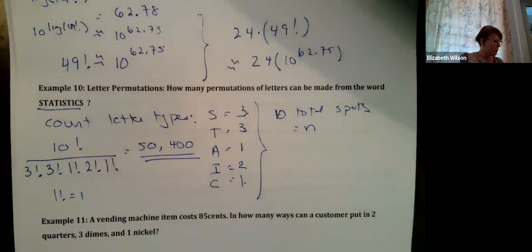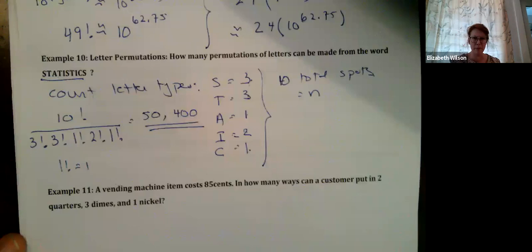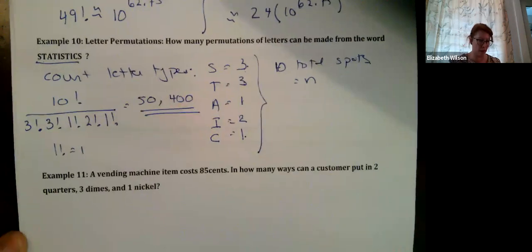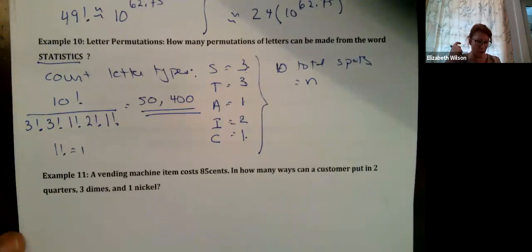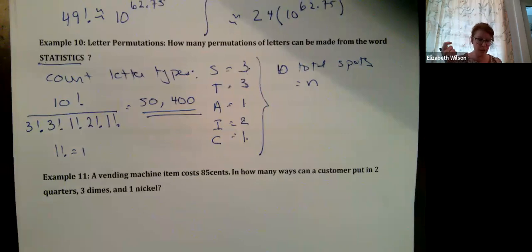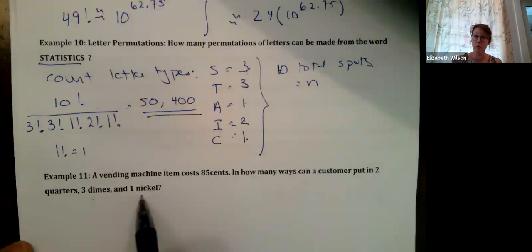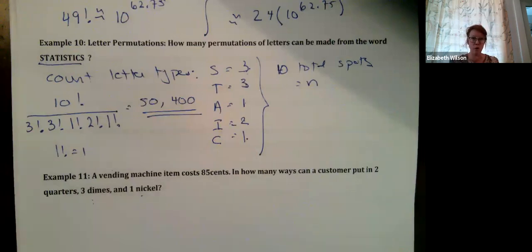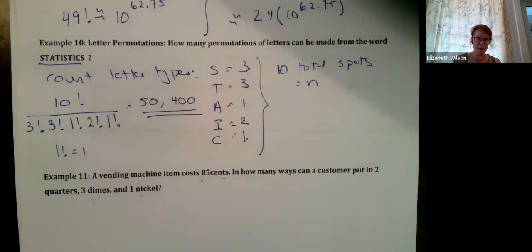So a slightly more complex problem. I've got a vending machine, and there's some item in there that I want. This is the next example. Some item that I want, it's 85 cents. We want to know how many ways can a customer put in 2 quarters, 3 dimes, and 1 nickel. We're telling you what our N1, N2, and N3 are, and all these things are going to sum up to 85 cents. This is how we're summing up to 85 cents.